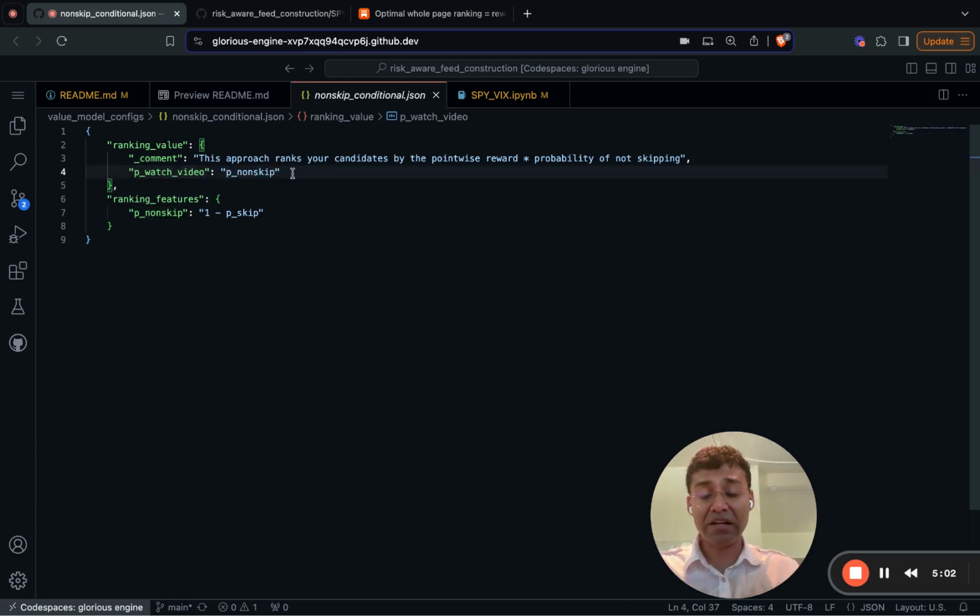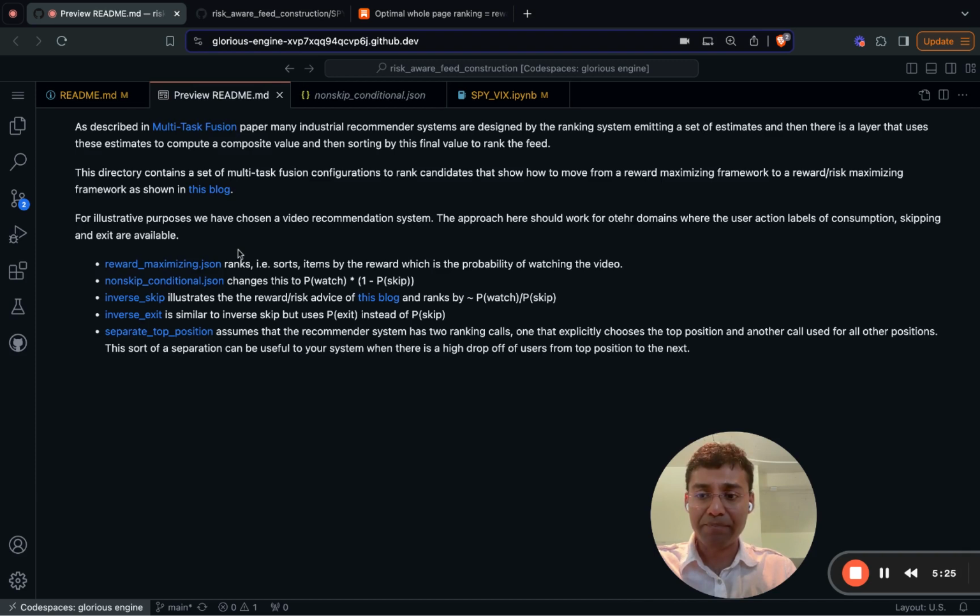But I recommend, this is also totally logical, conditional event specification, and then multiplying a more composite event by the probability of the earlier event. This has been known to work, and you should give this a shot. Okay. So non-skip conditional changes this to probability of watch multiplied by probability of 1 minus skip.